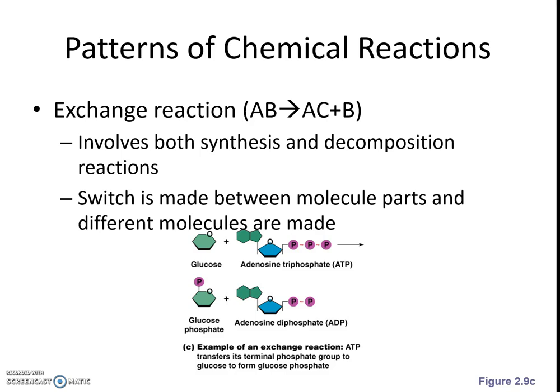So in this case, we can break the phosphate off, or we can restore the phosphate. We can exchange the components of the reaction. So an exchange reaction is where we're trading places with different parts of our chemical reaction.